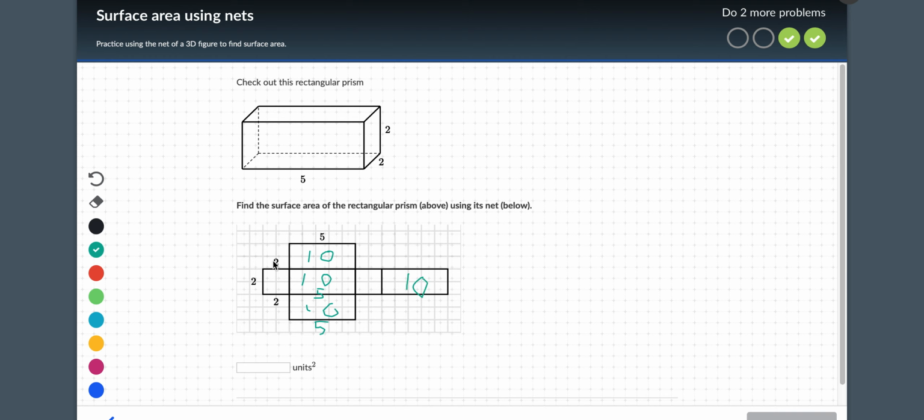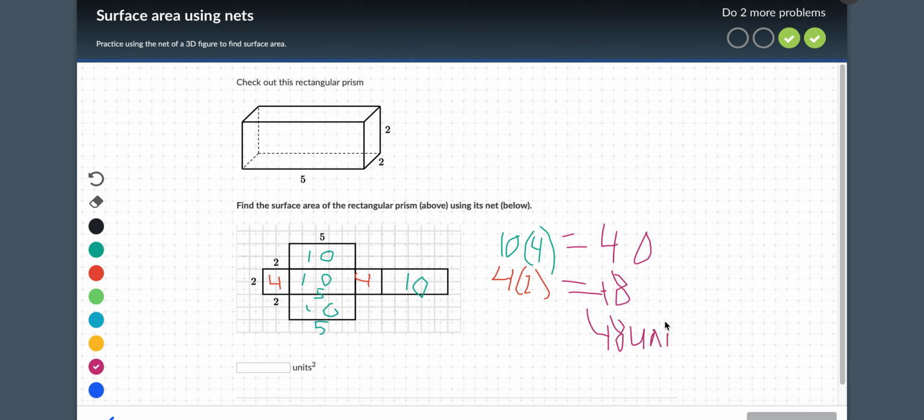And then the other ones are just 2 times 2, so that's 4 and 4. So there are 4 of them that are 10 units, and 2 of them that are 4 units. So 40 plus 8, and then we add those together, and we get 48 units squared.